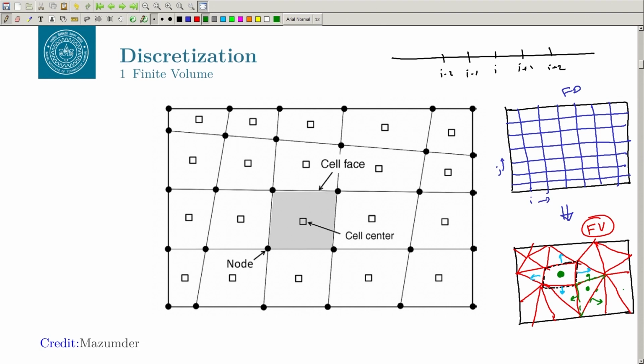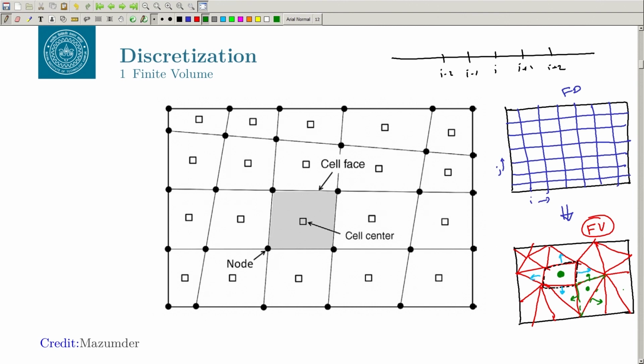Similarly, you can have a pentagon. If you imagine in 3D, then it can be a hexagonal element or a prism element, or many different kinds of elements, whatever you can imagine you can put it there. All you need is a cell which has got a different number of faces. So, before going into the formulation of finite volume, let us define some terminology.